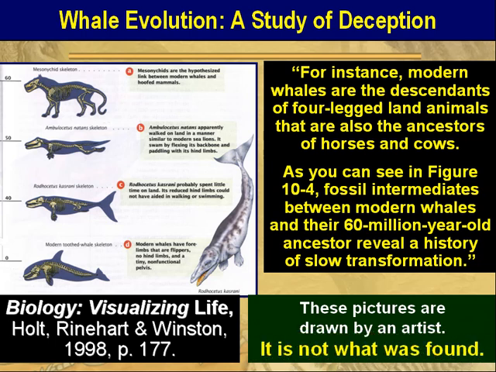Whale evolution. For instance, modern whales are the descendants of four-legged land animals that are also ancestors of horses and cows. As you can see in figure 10.4, fossil intermediates between modern whales and a 60 million year old ancestor reveal a history of slow transformation, they claim. And these pictures are drawn by an artist.